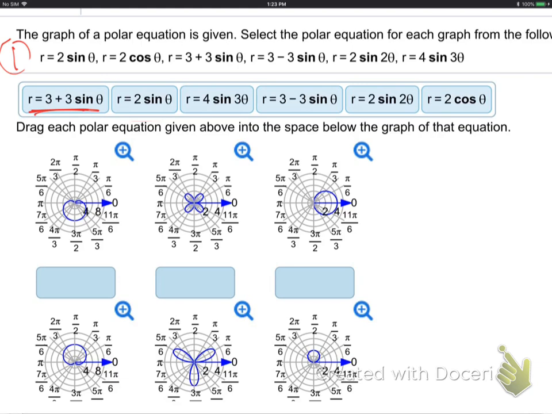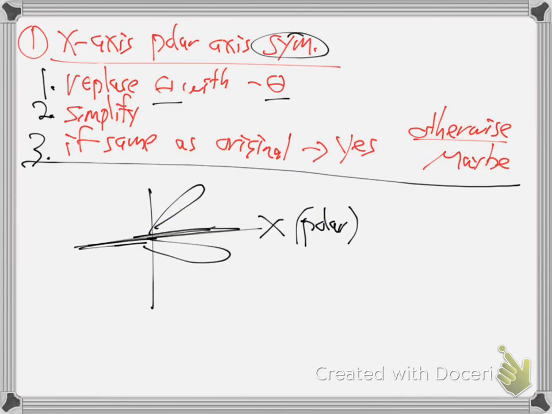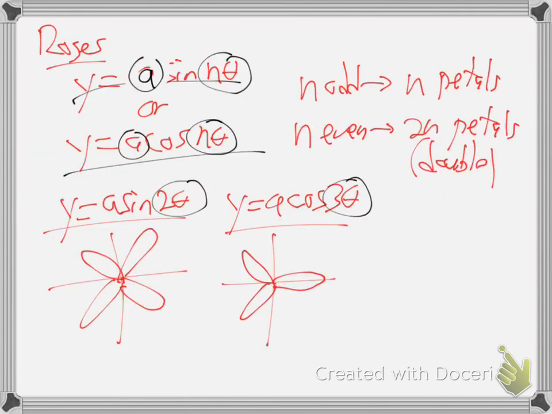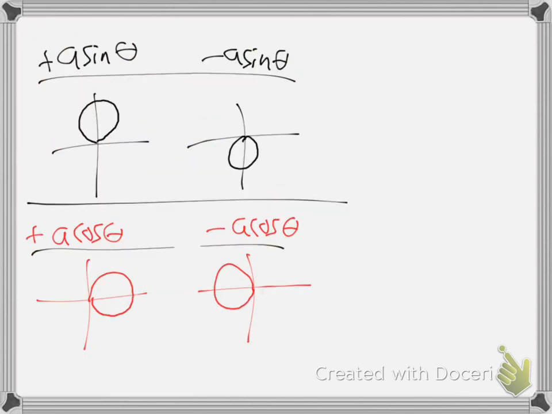3 plus 3 sine theta. So is that a rose, a limaçon, or a basic? It's a limaçon because it's got a number added. It's got 2 numbers, in other words. You guys with me? So one more time. The limaçons have 2 numbers. The roses have the double or triple with the theta. And then the basic don't have either of those. They just have a plain theta and 1 number in the front.